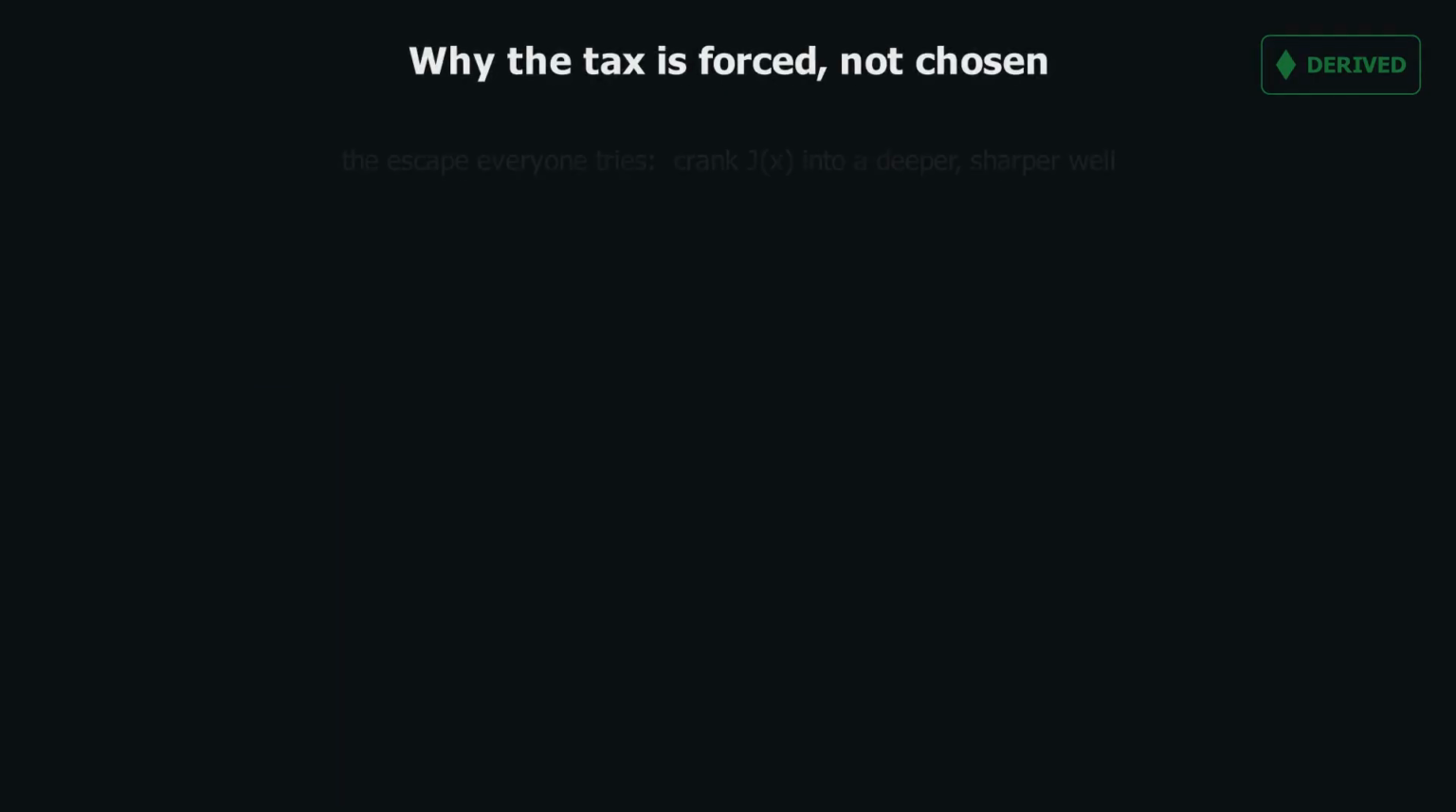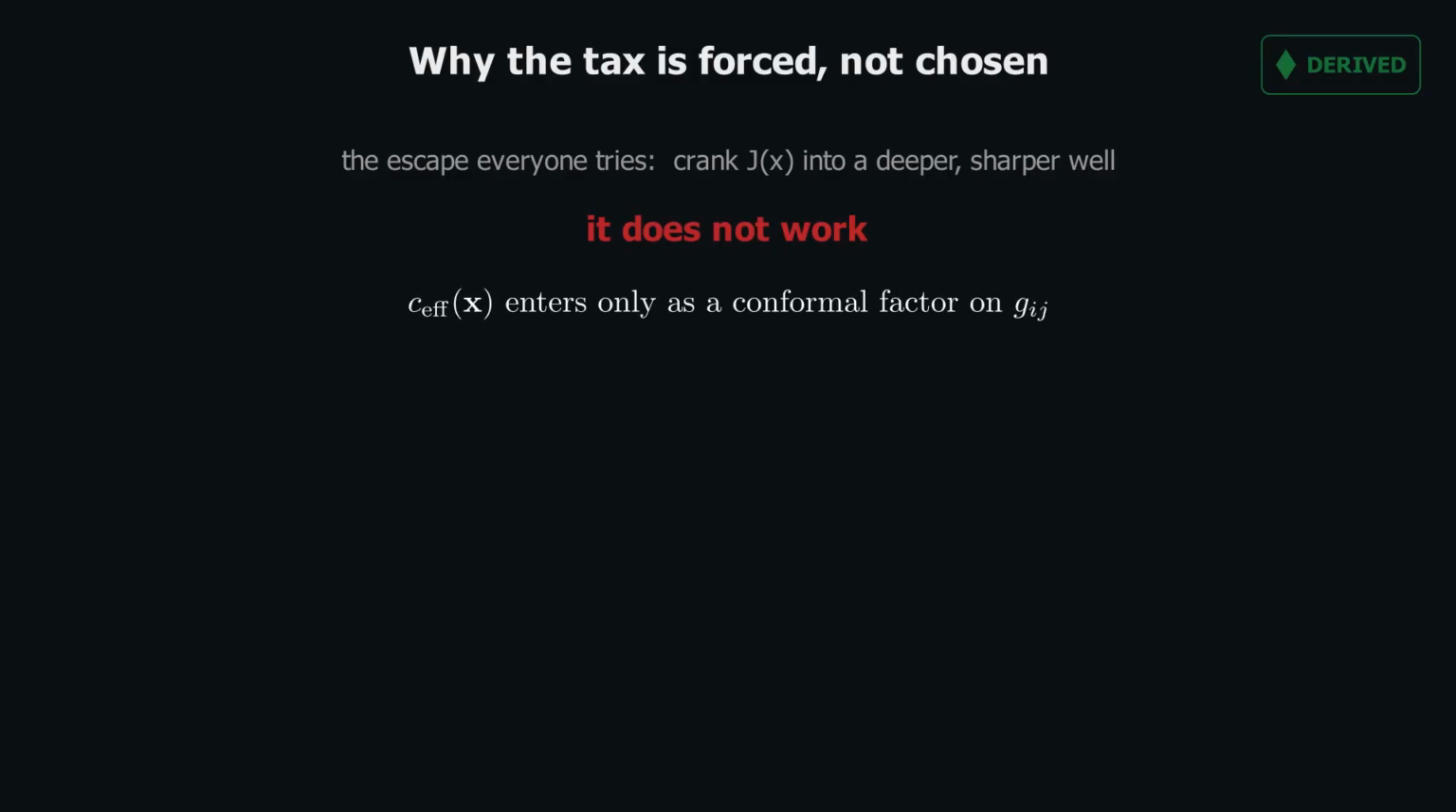The obvious escape is to push harder. Crank the stiffness into a deeper, sharper well, and surely a force falls out. It does not. Any variation of the emergent speed enters the metric only as a conformal factor on the spatial slice, an overall rescaling.